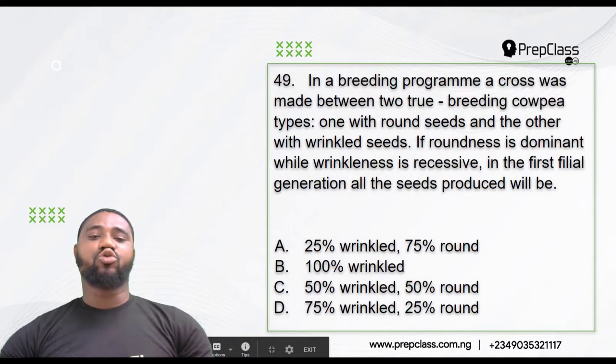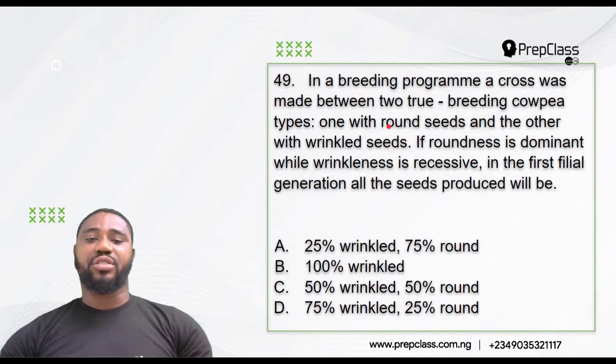Now, since they said two true breed or pure breed of cowpea, that means one parent has only round seed, the other one has only wrinkled seed. The one that has round seed does not have a gene for wrinkle in it. That's why it's a pure breed or true breed. The one that has wrinkled seed does not have a gene for roundness in it. That's why it's a pure breed.